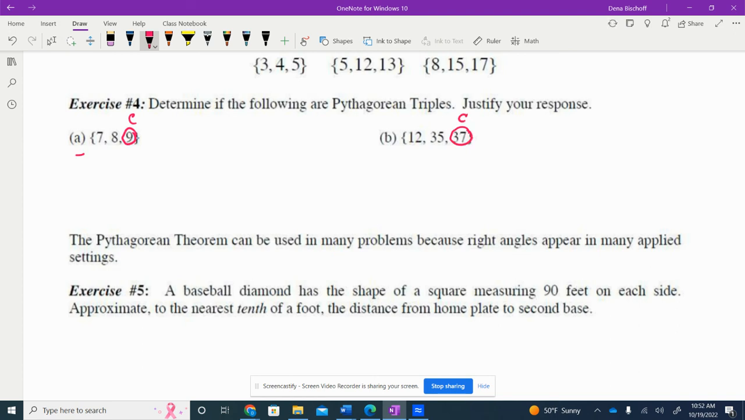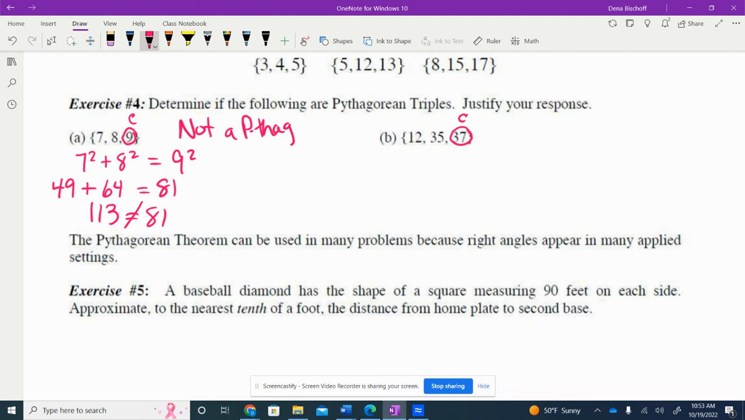So we're just going to plug this in. 7 squared plus 8 squared equals C squared. Whoops, sorry, C is 9. And we're going to see if it's true. Let's see. 7 squared is 49. 8 squared is 64. And 9 squared is 81. So does 49 plus 64 equal 81? No, it does not, because 113 does not equal 81. So this is not a Pythag triple. That's how I abbreviate that. Let's try the next one.